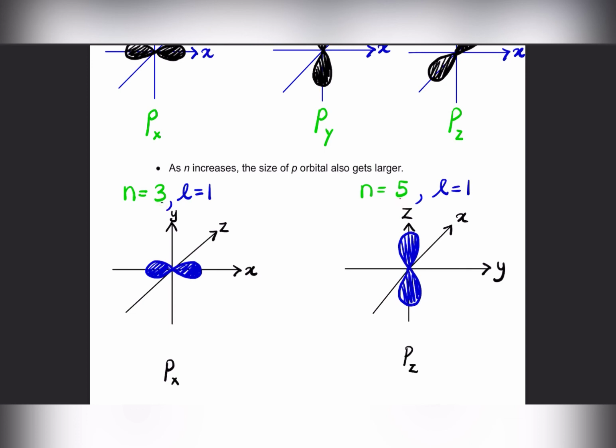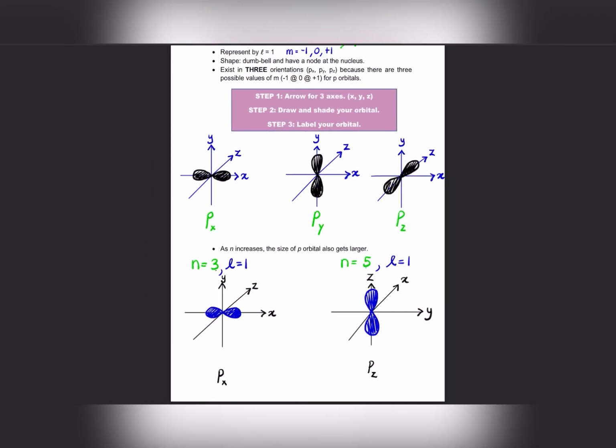And last step, I'm going to label my orbital from step 3. So what should I do here? I'm going to label based on n value. Be specific. So when you have a question where n value is given, you have to make sure the labeling must be specific. So it's going to be here 3px and here is going to be 5pz.